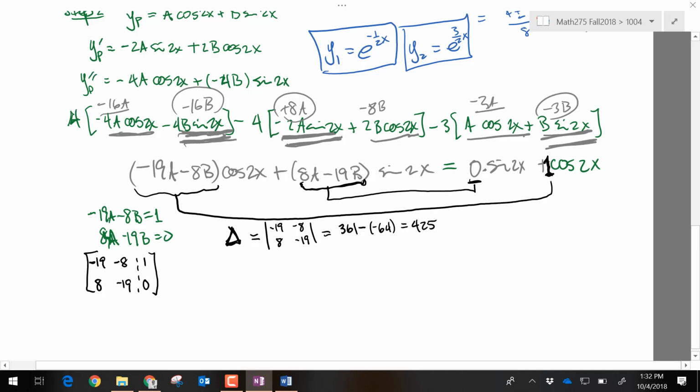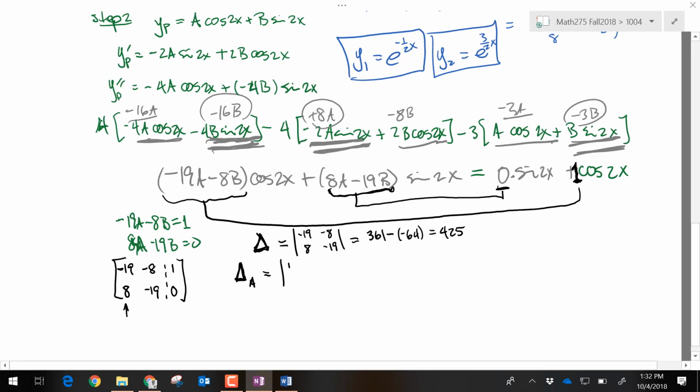Hey, that was the denominator of that thing, right? All right. So for A, let's do the delta A for the first one. If you're solving for A, that's the first column, so you're going to replace the first column with the right-hand side, 1, 0.